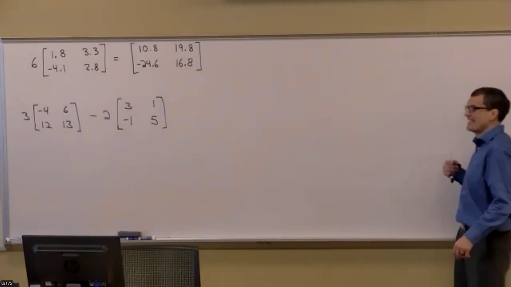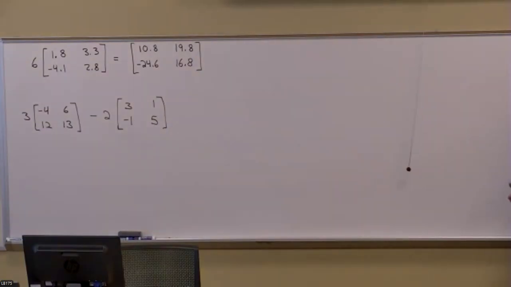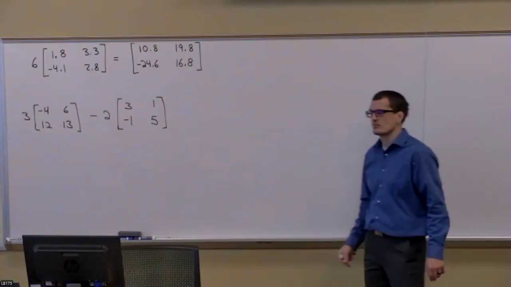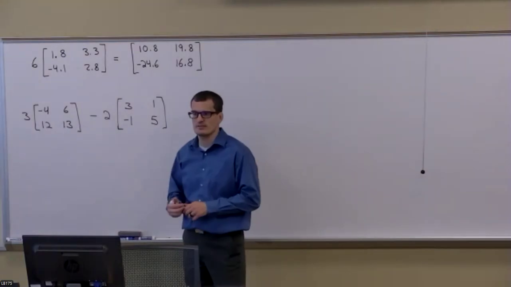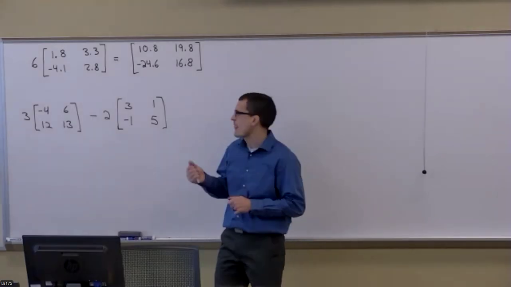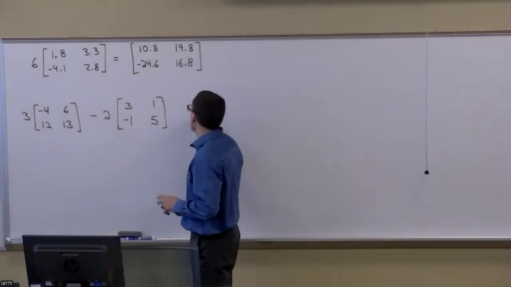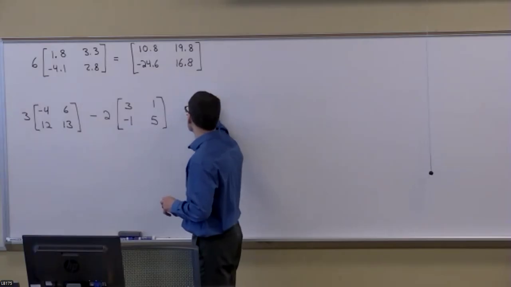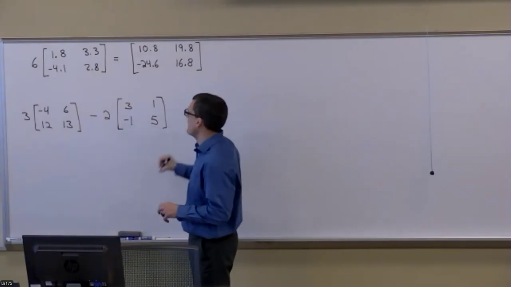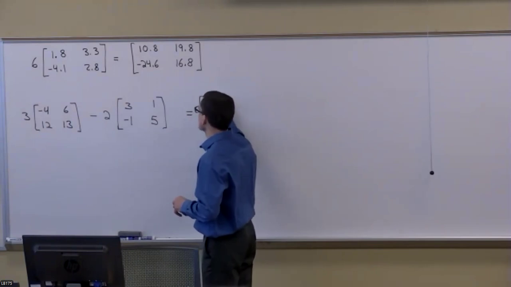We're combining matrix addition and scalar multiplication. It works just like vector addition, so that's why I keep saying vector addition. In this, you multiply by the scalars first.